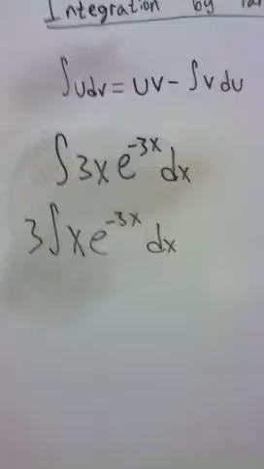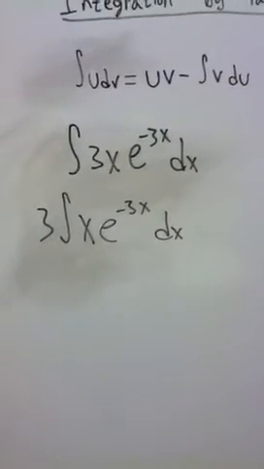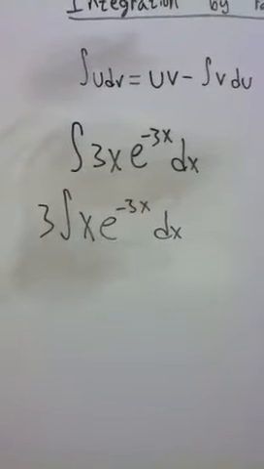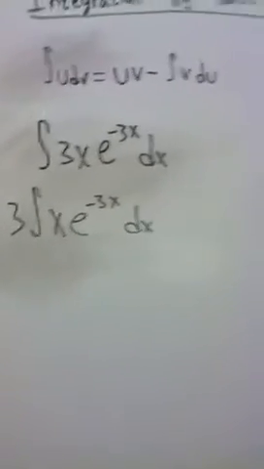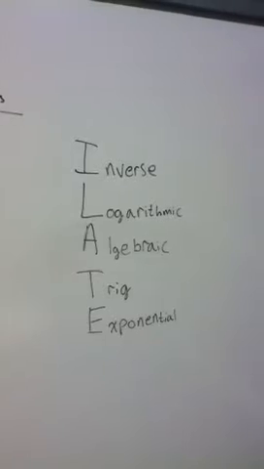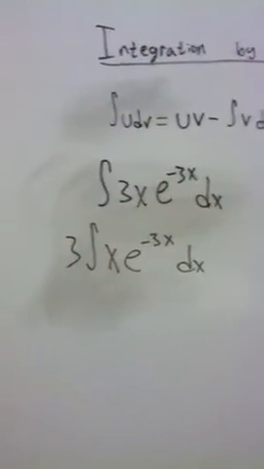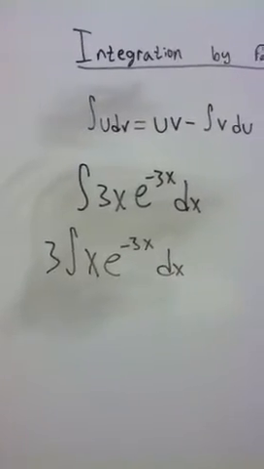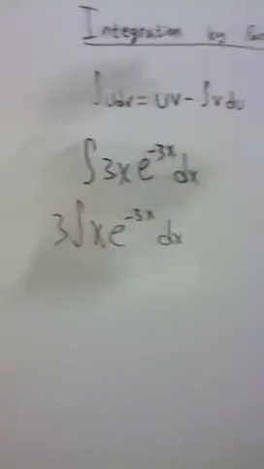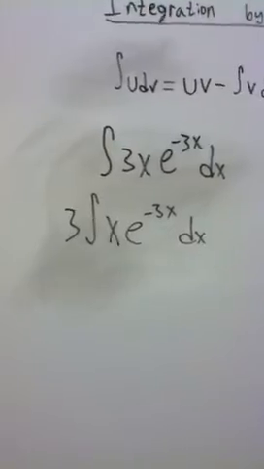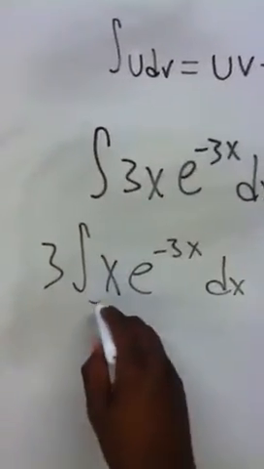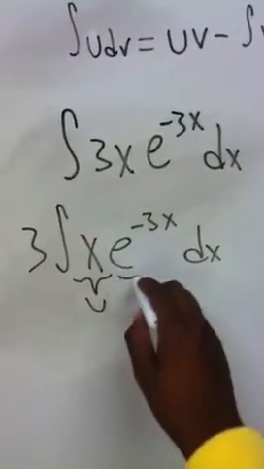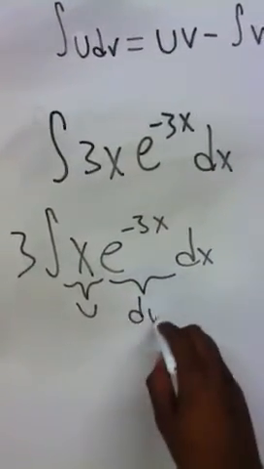So you're looking at the problem, and you can tell that you have two functions being multiplied by each other, x times e to the negative 3x. So you go to ILATE, you look down your list, and you try to see which one of these functions is one of the ILATEs. X happens to be an algebraic function, so you automatically know to set x as your u. And that would mean that e to the negative 3x is your dv.